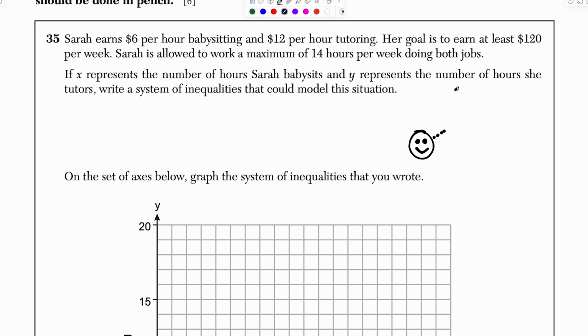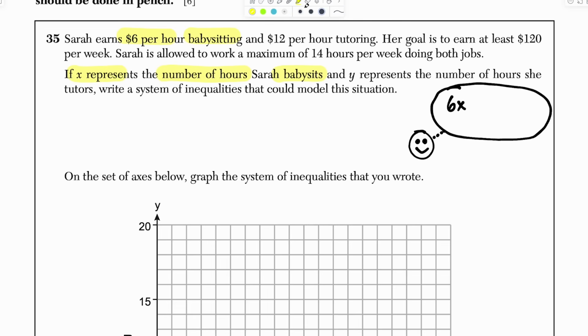So that's what's going on in this question. You really have to spend a lot of time thinking about how this stuff connects. So here we're told that Sarah earns $6 per hour babysitting, and x represents the number of hours that Sarah babysits. So to combine these two, we would say 6 times x is how much money Sarah earns babysitting for x hours, because this is the rate she is paid per hour to babysit.